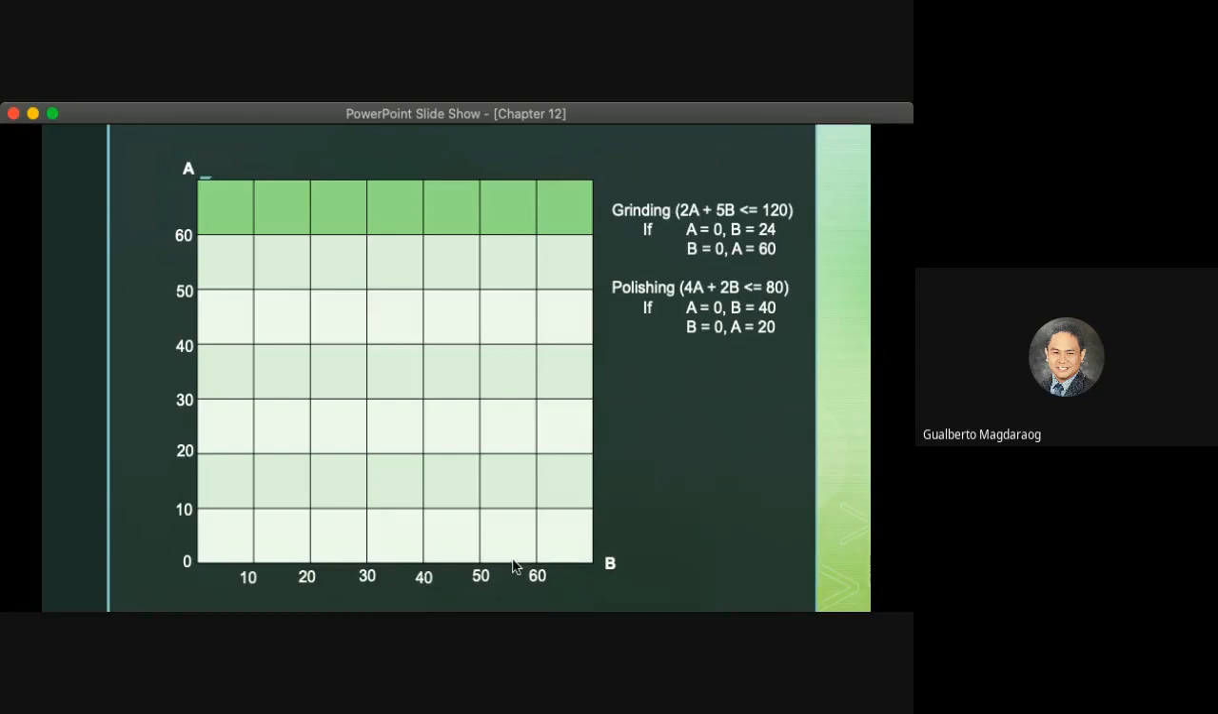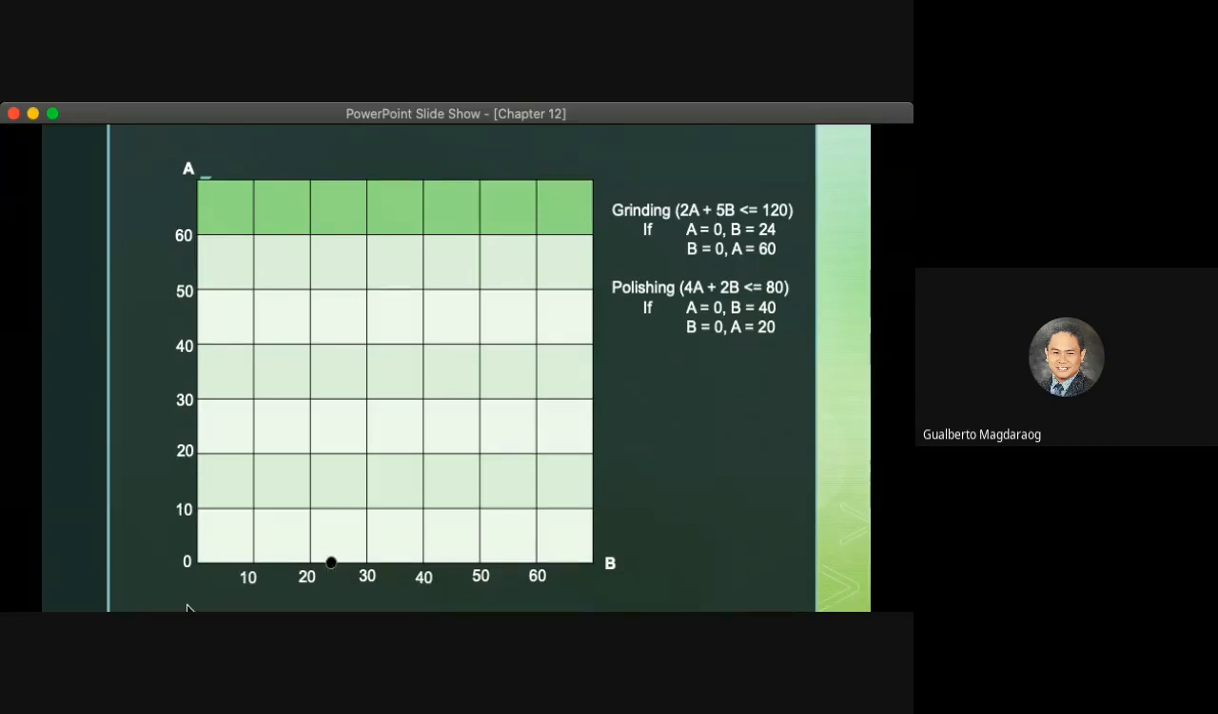because ito yung hinahanap natin, yung x-axis na ito. Saan yung starting point ng B sa floor natin. So, therefore, A is 0. And then you find the value of B. And based on that, 24 yung value ng B. So, somewhere here. Okay? Yun yung point na yun.